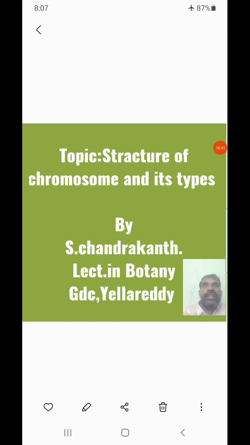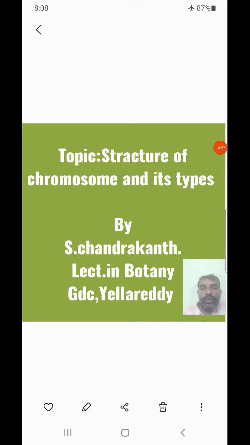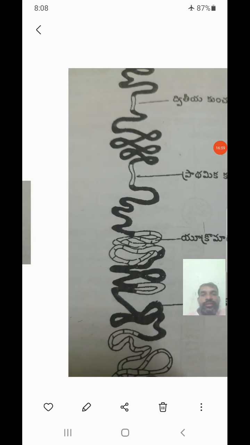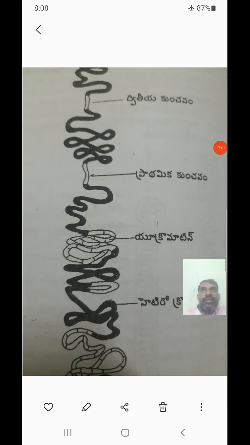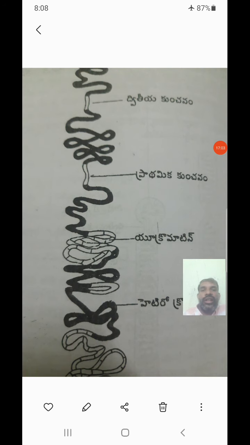Okay, the next one, in the chromosome structure we can observe different parts, that is chromonemata, and also primary constriction and secondary constriction, satellite and telomere. And see, the chromonemata is a hair-like structure present in the inner side of the chromosome, like this structure, with colored and non-colored regions. Then the colored is called heterochromatin, very active, and euchromatin.